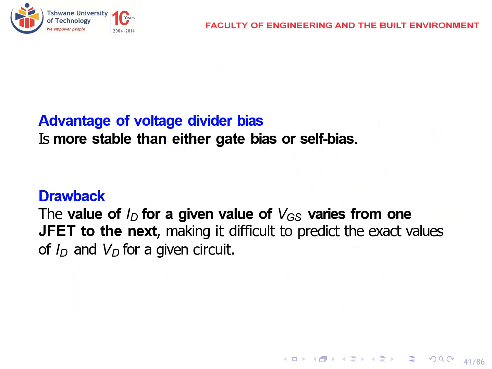Advantages of voltage divider biasing: it is more stable than either gate biasing or self-biasing. Drawback: the value of ID for a given value of VGS varies from one JFET to the next, making it difficult to predict the exact values of ID and VD for a given circuit.